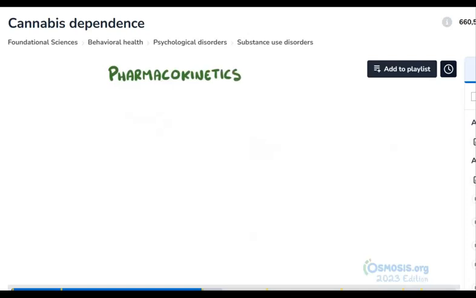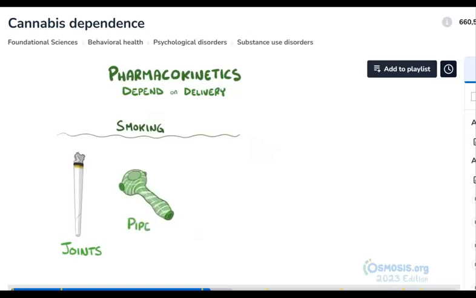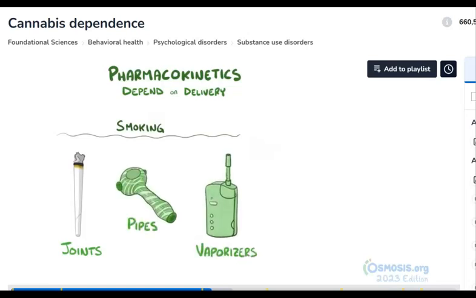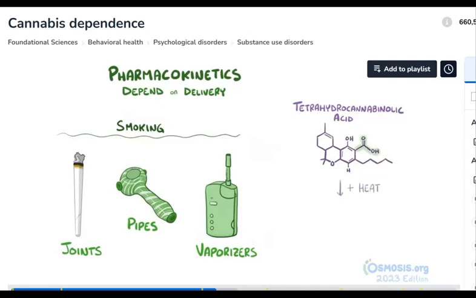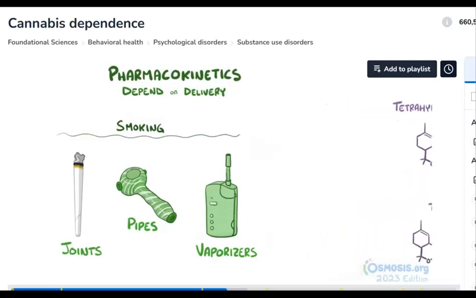Now, the pharmacokinetics of cannabis differ depending on whether the cannabis is smoked or consumed orally. The majority of recreational users smoke cannabis via rolled cigarettes called joints, as well as in pipes or with vaporizers. The cannabis in a joint contains a compound called tetrahydrocannabinolic acid, which has to be heated to become psychoactive THC. The process of heating actually destroys about a third of the THC, and more is lost with exhalation and side stream smoke, which is the smoke that leaves from the end of the cigarette or pipe. So only a fraction is inhaled and absorbed into the lungs.